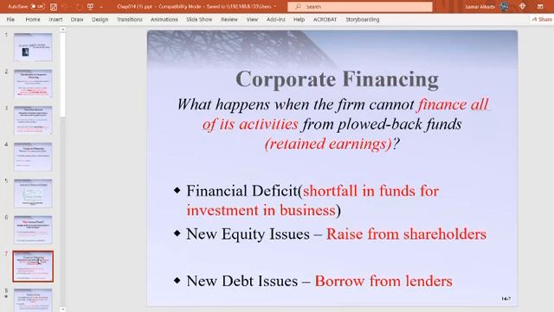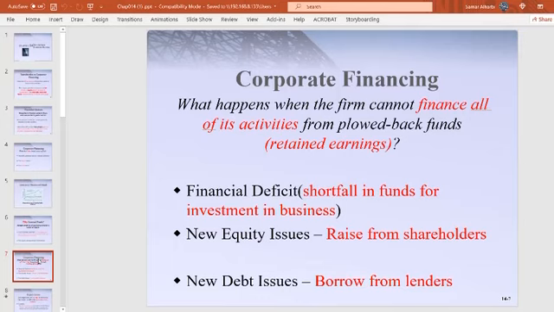Now, as I said, the first thing you need to go for is internal funds. But the problem is what happens when the firm cannot finance all of its activities from retained earnings. If the money in the retained earnings is not enough, then as a manager, you need to go outside. I mean, you issue shares or you go to the bank, take a loan or issue bonds. By the way, when we say plowed back, it means retained earnings. They call it plowed back, like funds you put back again in the company. So you use it again.